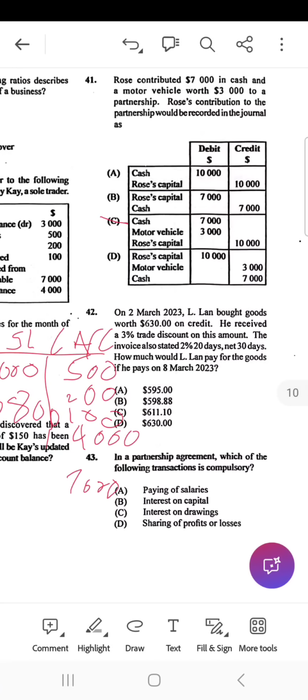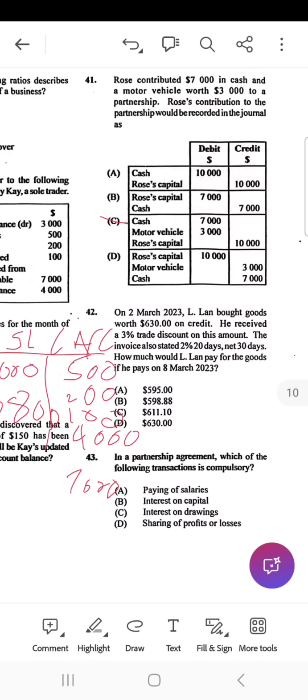Number 42. This is a question that we've seen before. Elan bought goods worth $630 on credit. He received a 3% trade discount. Immediately when you get a trade discount, it is subtracted. You've already earned it by buying in bulk. So we're going to minus that 3% from the 630. That leaves us with $611.10.